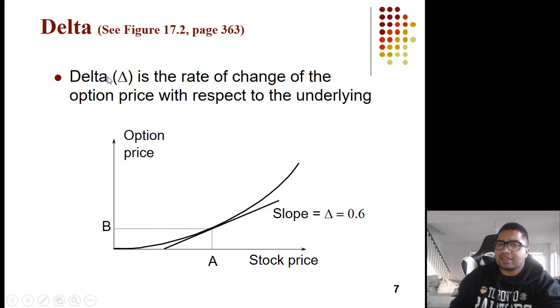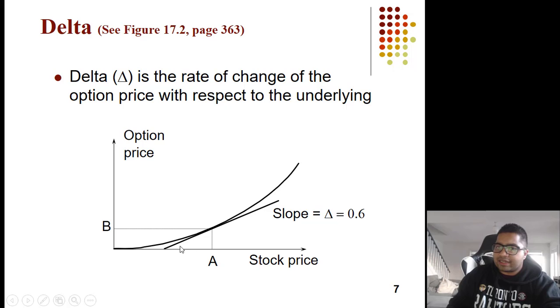So first is delta. Delta is the rate of change of option price with respect to the underlying. For a call option, each time the stock goes up, the option price goes up. This is the graph that shows that if the stock is going up, the option price is going up. So delta is positive for a call option.